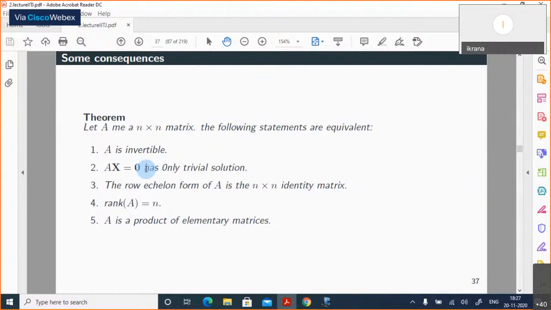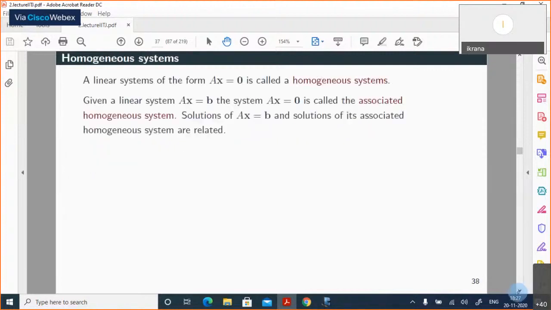Now we'll come to the homogeneous system just now. So these are the various forms of writing when a matrix is invertible, in terms of the rank, in terms of the elementary matrices, in terms of the system of equations. So just now we said homogeneous system. If in a system of linear equations the coefficients b1, b2, ..., bn are all 0, then that is called a homogeneous system.